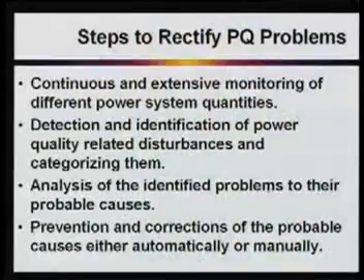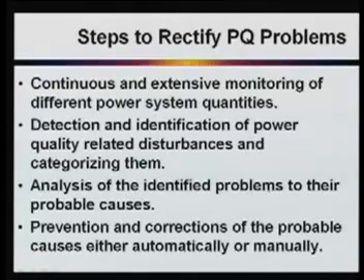So we have seen the various causes, various effects, and various types of power quality disturbances and their related effects. Now it is obvious that these problems are not good, and we have to rectify them. The first step to rectify power quality problems is continuous and extensive monitoring of the different power system quantities. We can only monitor them if we measure them, in terms of voltage, frequency, and current.